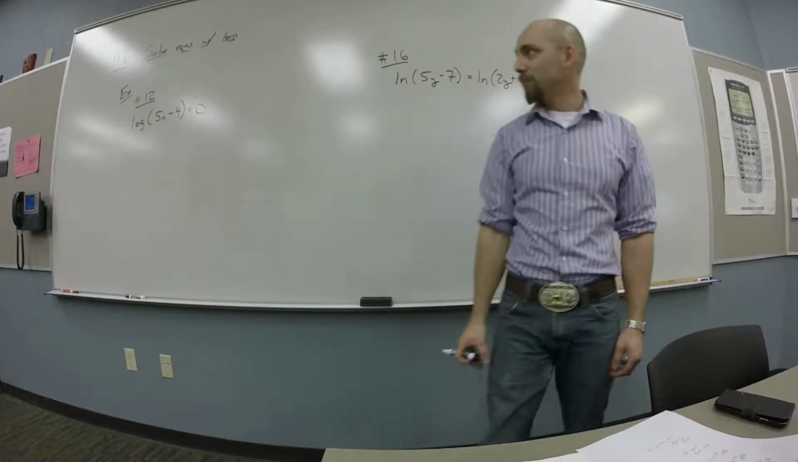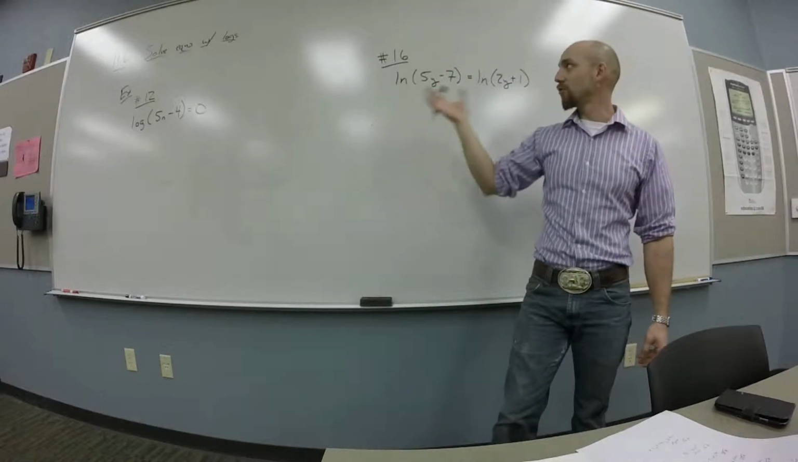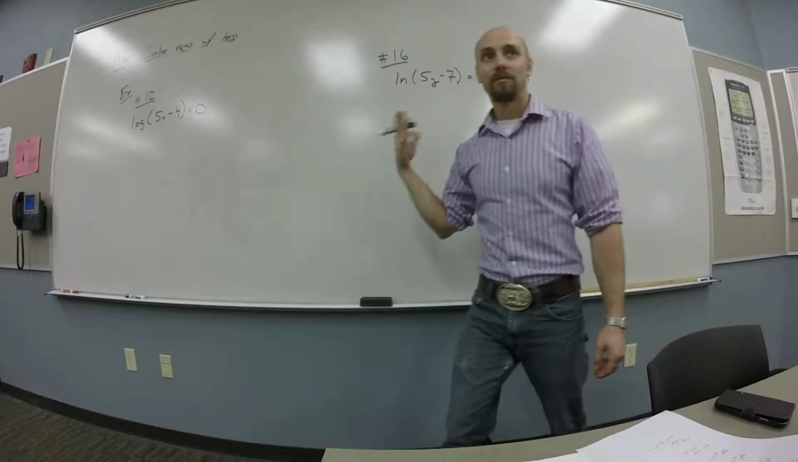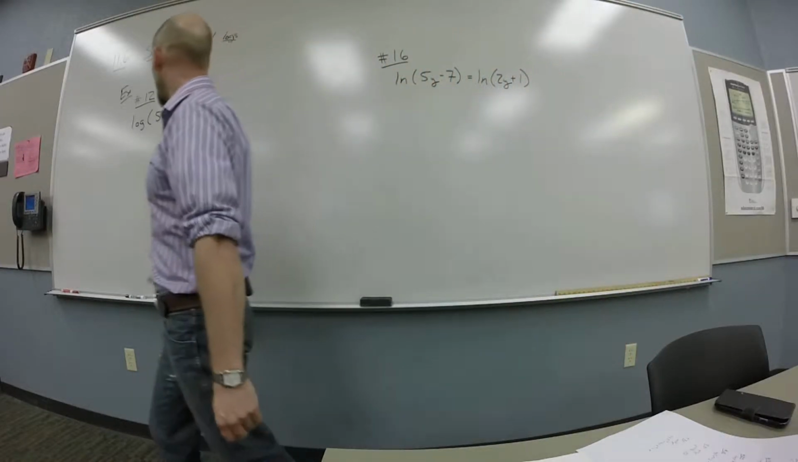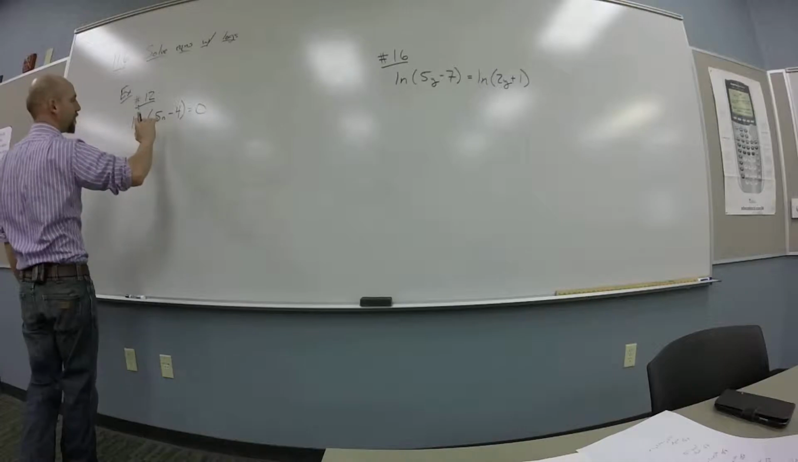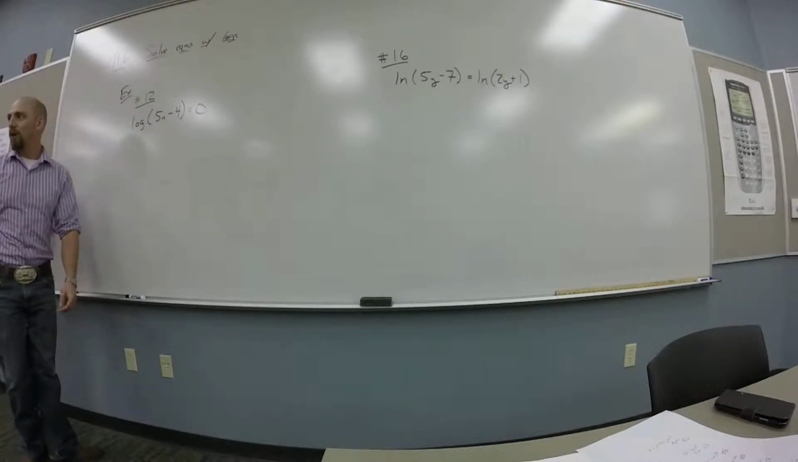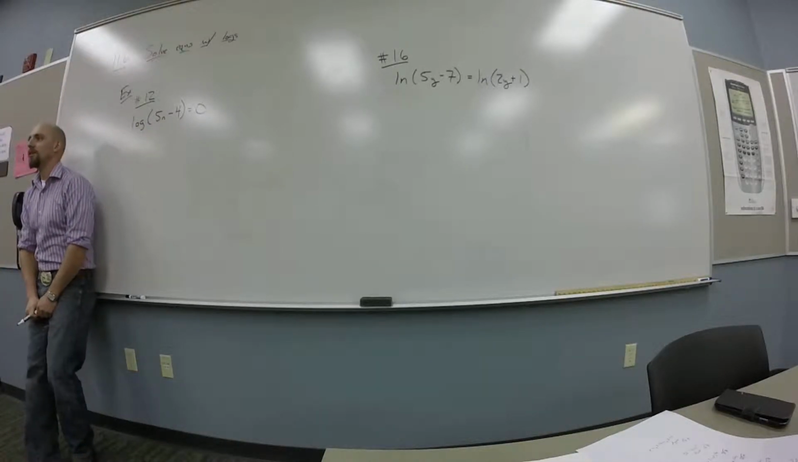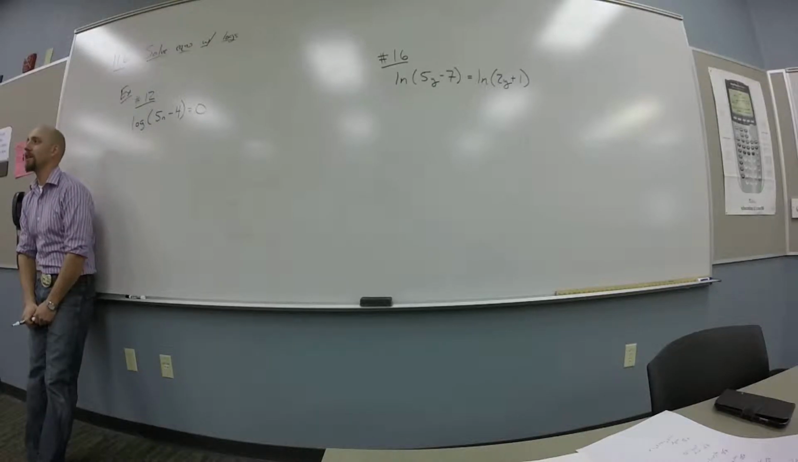So I want a couple more examples out of 11.6. So here are number 12 and 16. Starting with 12, I've got log of 5n minus 4 is 0. Okay, so how do I get the log out of there?